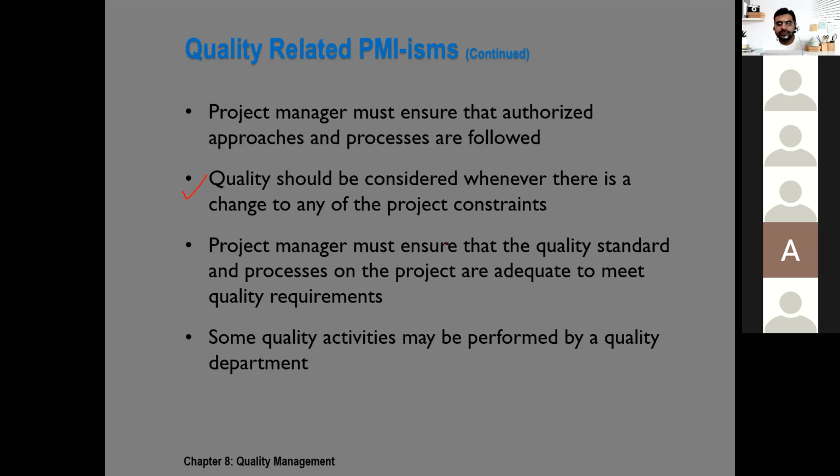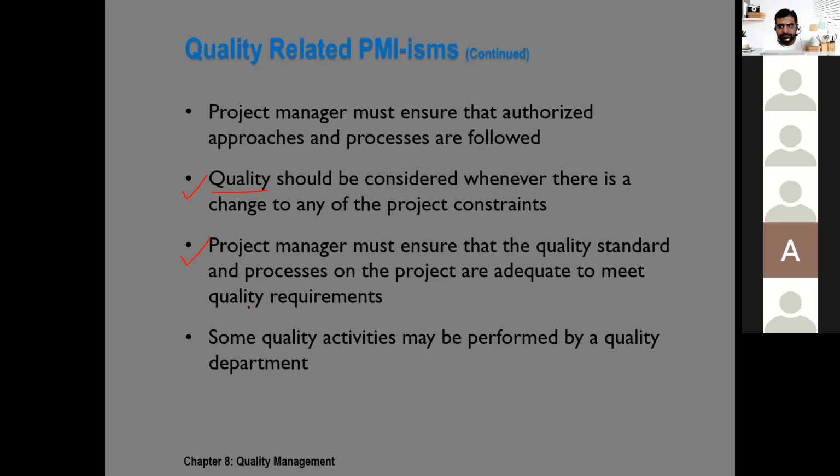Quality should be considered whenever there is a change to any of the project constraints. Yeah, so it is the same concept as integrated change control. Whenever there is a change in project scope or in the budget or schedule, or a resource has left or a new resource is added, always think about quality and how it will impact the quality. Will it improve the quality or reduce the quality, or do we need to do some extra activities to ensure the quality on the project, and so on. Next.